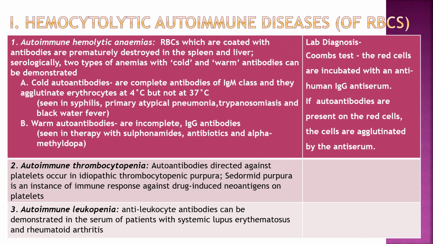First, cold autoantibodies are complete antibodies of the IgM class, and they agglutinate erythrocytes at 4 degrees Celsius but not at 37 degrees Celsius. Seen in syphilis, primary atypical pneumonia, trypanosomiasis and blackwater fever. Warm autoantibodies are incomplete IgG antibodies, seen in therapy with sulfonamides, antibiotics, and alpha methyldopa.